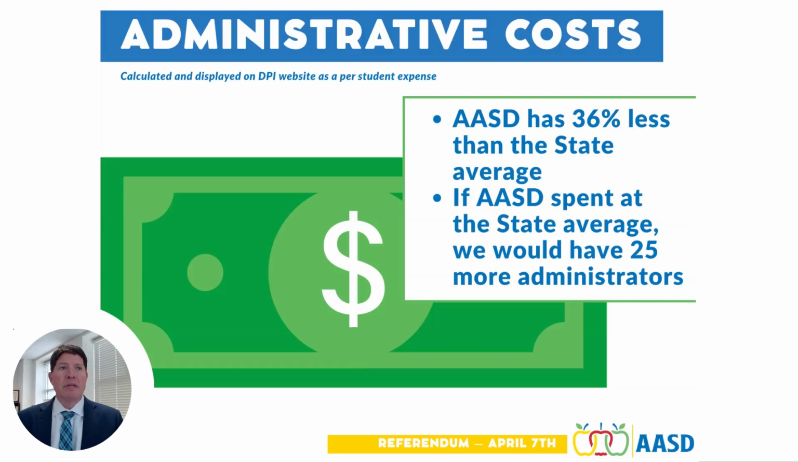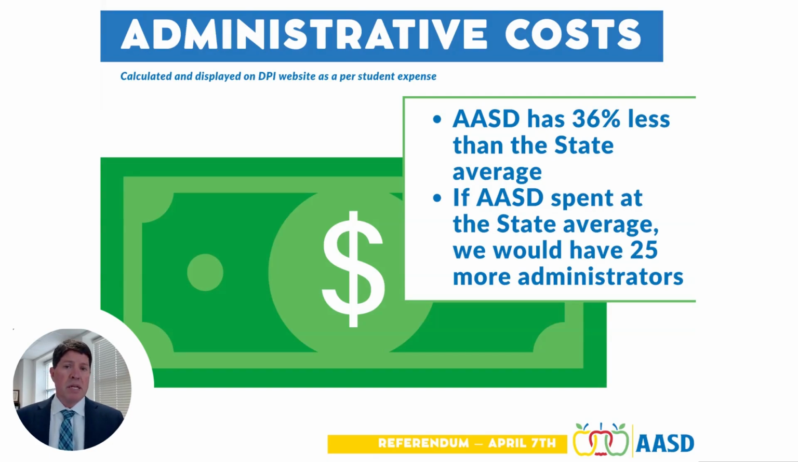And the reason is this is an area that we hear the most about in terms of whether we're being fiscally responsible. There is a perception in our community, and really most communities feel that districts have too many administrators in the district office or too many administrators overall. And it is a perception, but it simply is not the reality in Appleton. If you go to the DPI website, you will see that we spend 36% less than the state average on administrators. And it makes sense.